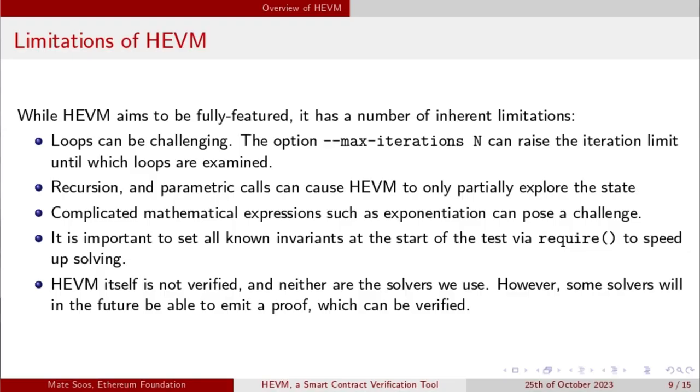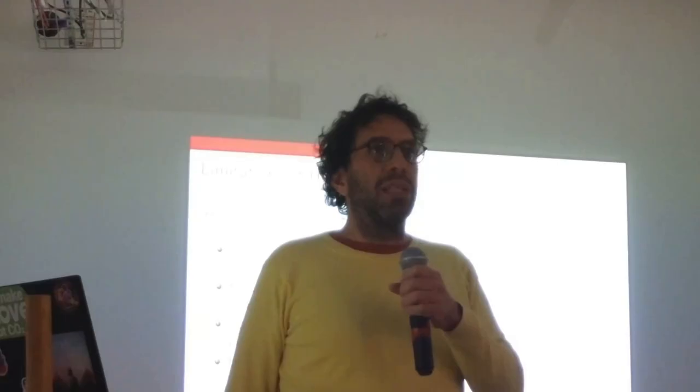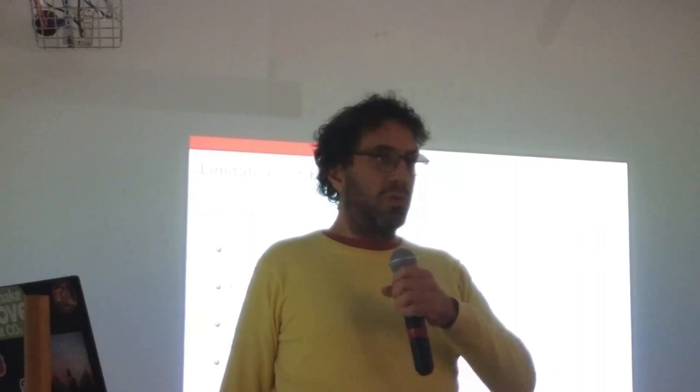Recursion, which is just another way of doing loops, basically, can be a bit of a problem, especially if you call yourself, right? That's basically just another loop. Complicated mathematical expressions can be a challenge, because in concrete execution, if it's just an exponentiation, it's an exponentiation, you can actually sometimes use the built-in assembly instructions in the CPU to do it quite fast. In our case, we actually have to symbolically describe the exponentiation, which can be quite complicated.